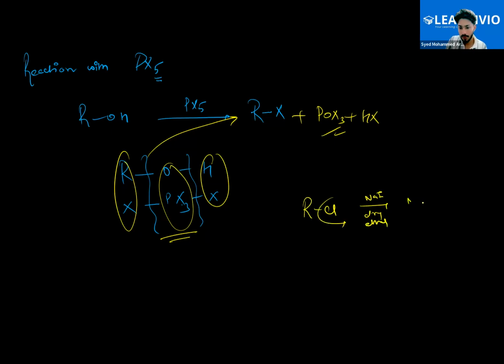This Cl will be removed, and this RI will form. So what is this? This is the Finkelstein reaction. My Cl will be removed and my I will be substituted. So what is happening? Halogen is exchanging. This is also halogen, this is also halogen. So this will come under halogen exchange.